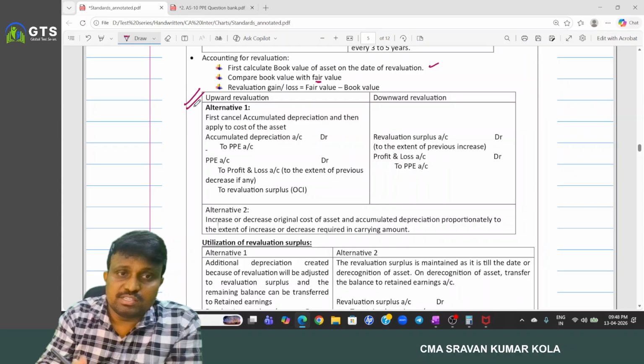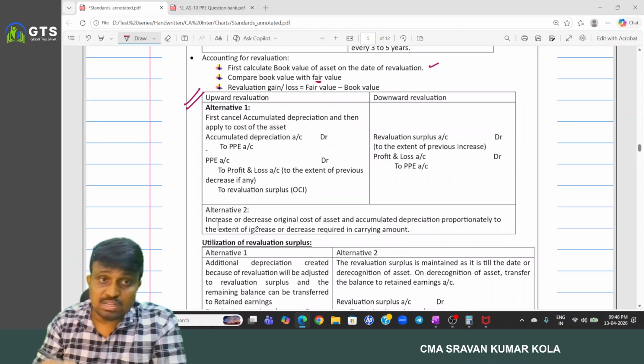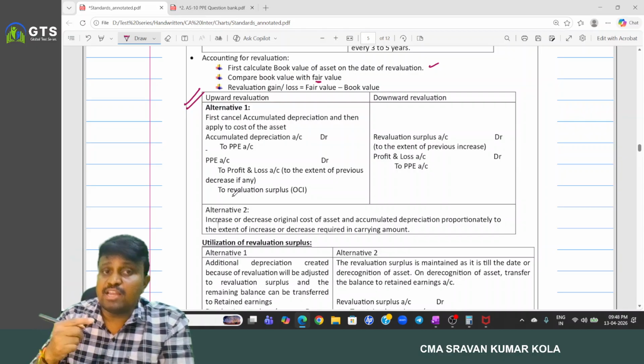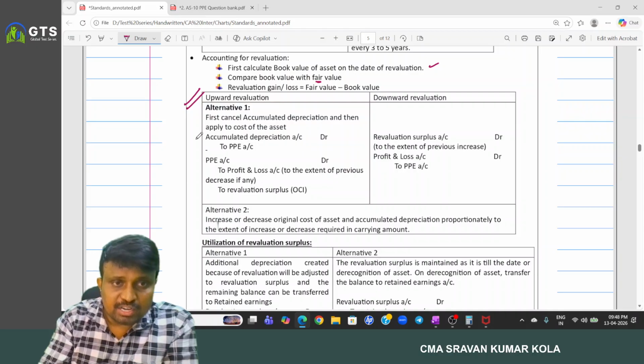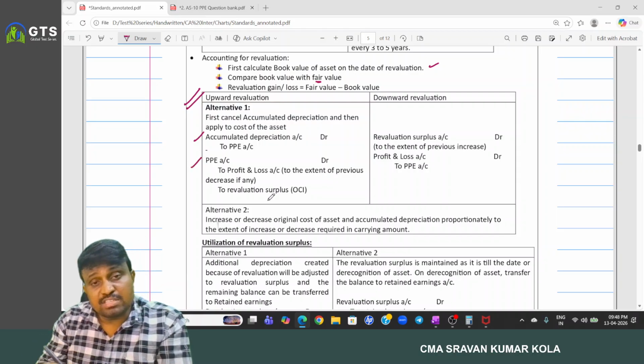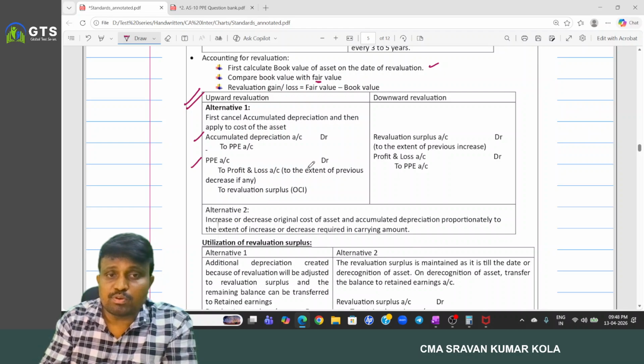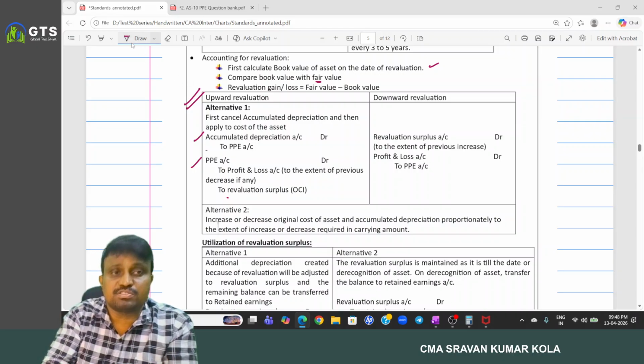And while writing the journal entries, in case of revaluation surplus, what do we do? First, eliminate accumulated depreciation by transferring to PPE. Accumulated depreciation account debited to PPE. Then PPE account debited to revaluation surplus. If it is a first time loss and second time revaluation gain, then PPE account debited to profit and loss account and to revaluation surplus.